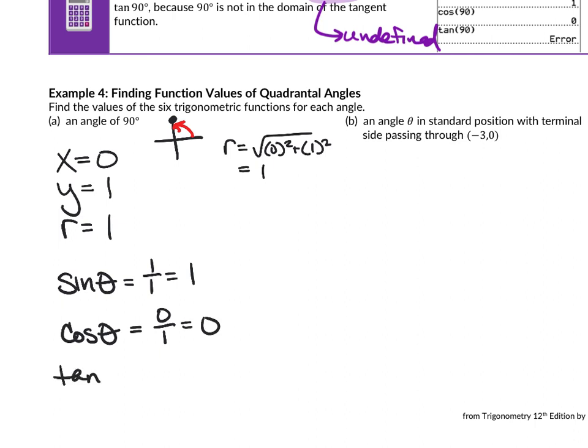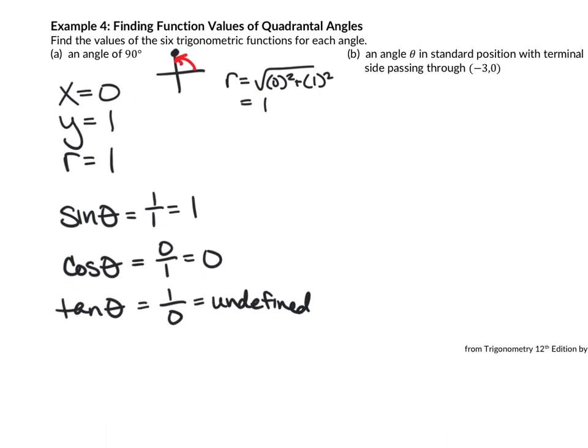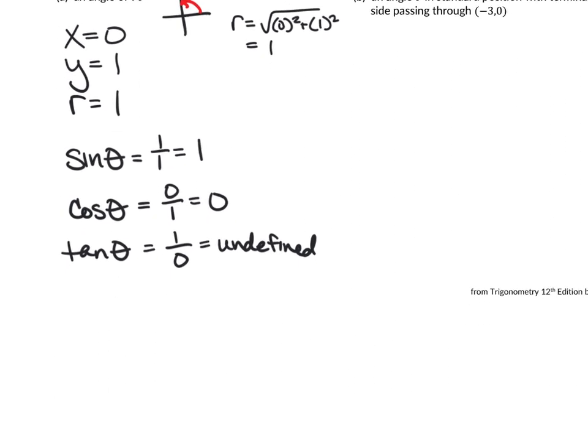What about tangent of theta? What letters am I using? Y over x, so 1 over 0. Uh-oh, I just put a 0 in the denominator. What does that mean? Undefined. I know y'all might be out of room. I'm just going to keep going down, though.